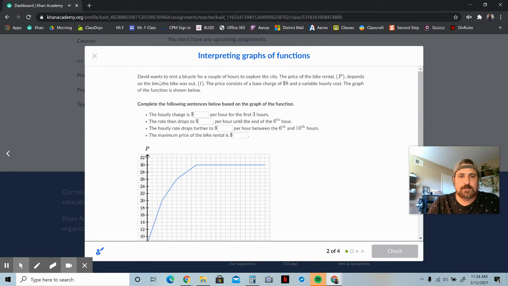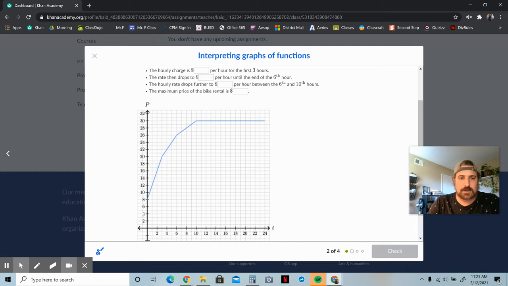David wants to rent a bicycle for a couple of hours to explore the city. The price of the bike rental P depends on the time the bike was out, T. The price consists of a base charge of $8 and a variable hourly cost. The graph of the function is shown below. Complete the following sentences based on the graph of the function. The hourly charge is blank per hour for the first 3 hours.